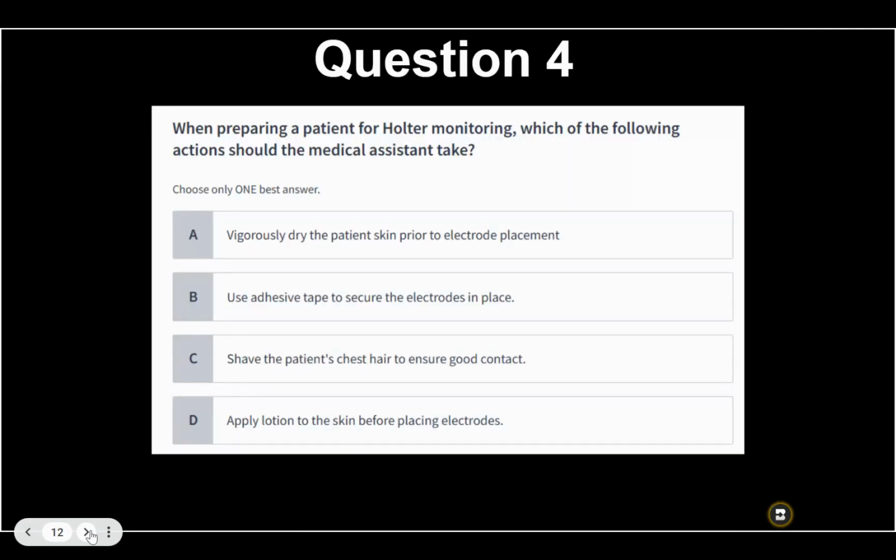Question number 4. When preparing a patient for a Holter monitor, which of the following actions should the medical assistant take? A, vigorously dry the patient's skin prior to electrode placement. B, use adhesive tape to secure the electrodes in place. C, shave the patient's chest hair to ensure good contact. Or D, apply lotion to the skin before placing the electrodes.